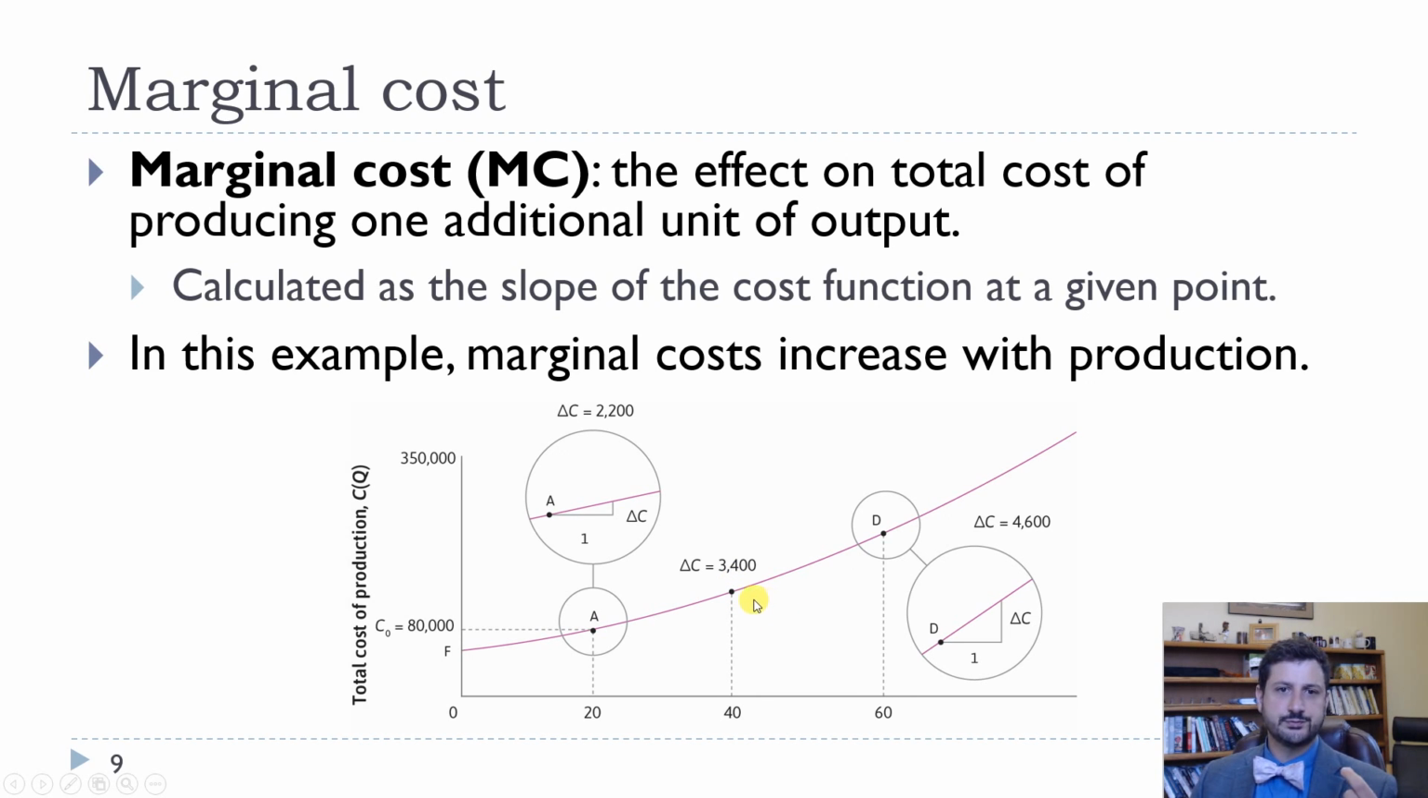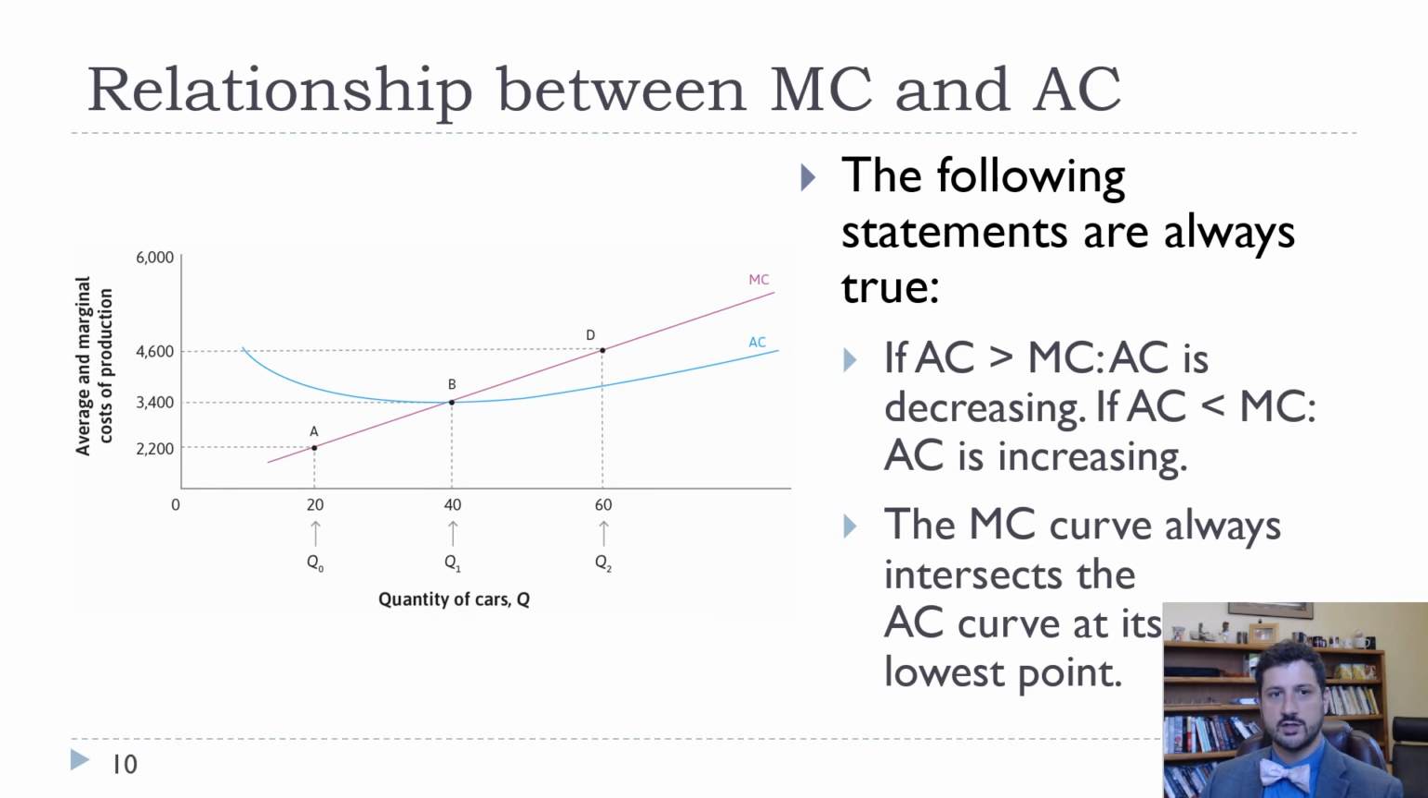And so in this example, our marginal cost increases with production. That's not always going to be the case. For example, it may be the case that firms learn by producing more, and so their marginal cost actually falls for a while. In this case, because the slope is positive of our total cost function, we are assuming that marginal cost is increasing. And now what we want to do is think about the relationship between average cost from the last slide and marginal cost.